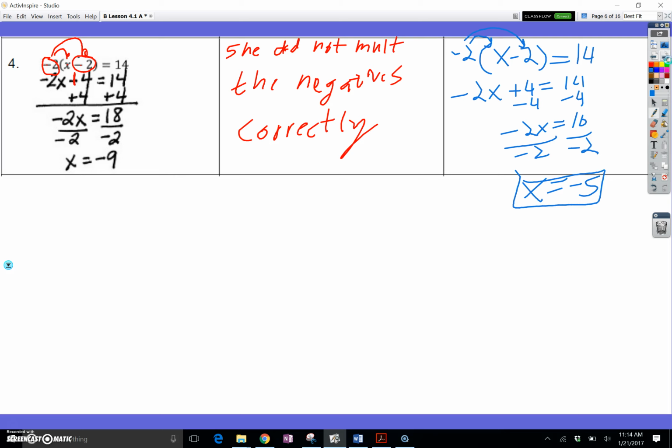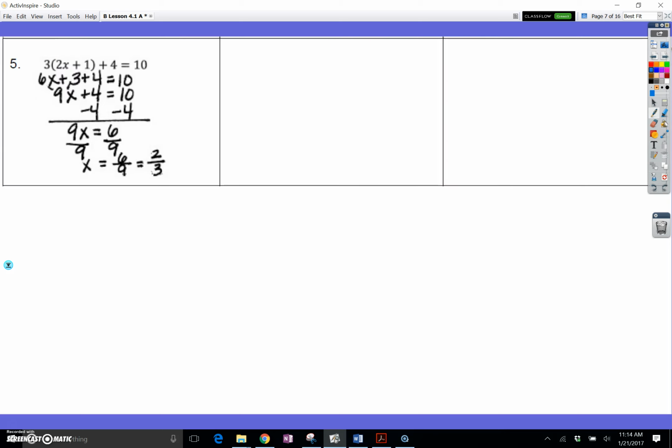Alright, and the last one on this table. So let's see what she did. She started by distributing here, and we had the plus 4, so distributing was correct. And then it had 3 plus 4, but then it just had 4. She forgot to add this 3, this 4. This 3 just disappeared. Oh, and it didn't disappear. She added this 3 to this 6.